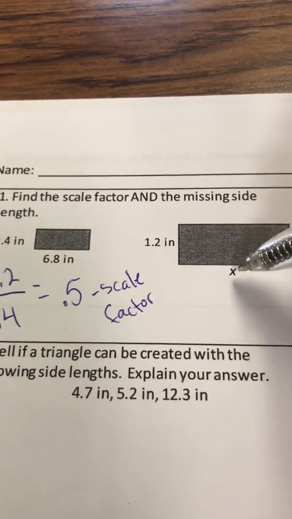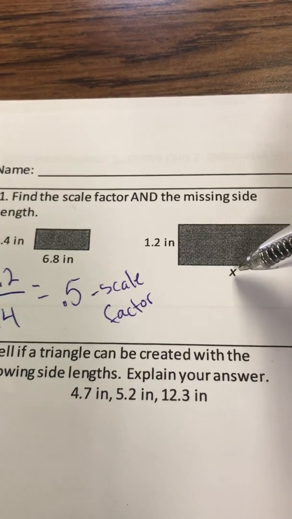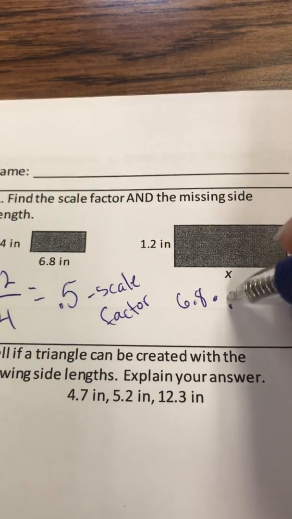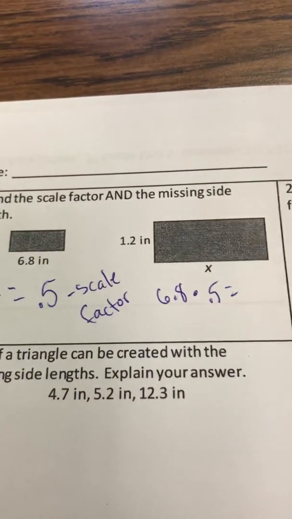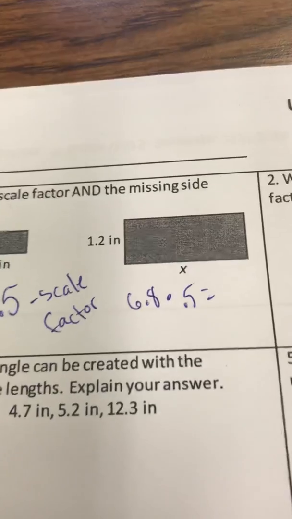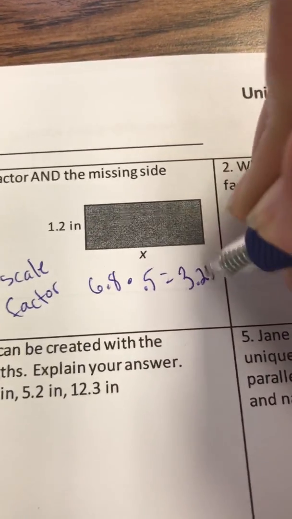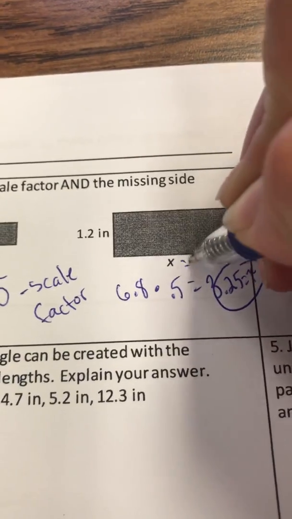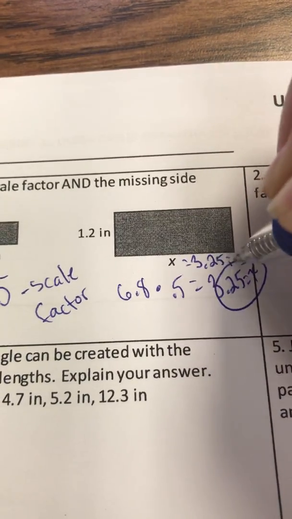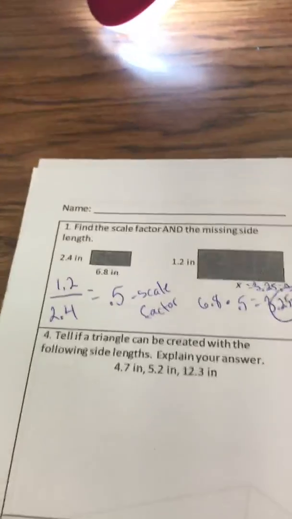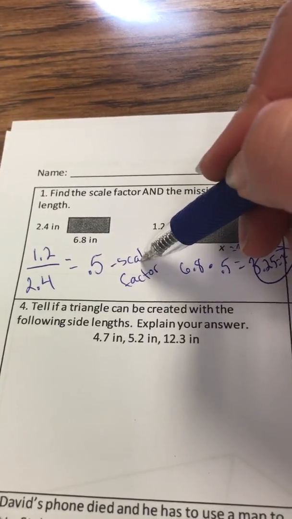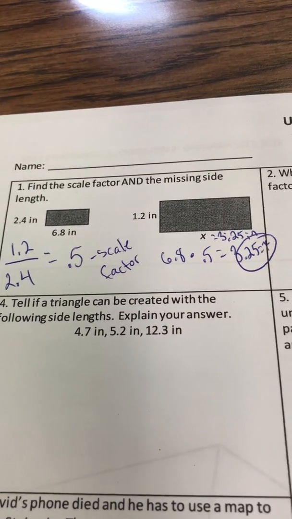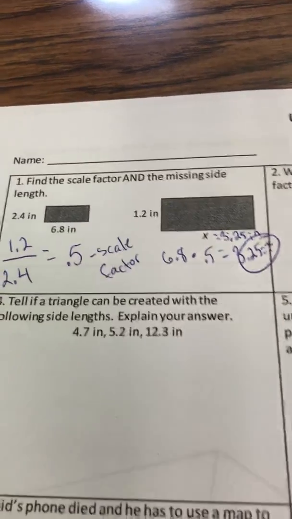To find x, we're going to take 6.8 times that 0.5, and that gives us 3.25 equaling x. So our missing side length here is 3.25 inches. Again, you need the scale factor and you need to solve for x. Any questions about number 1? Okay. Moving along to number 2.